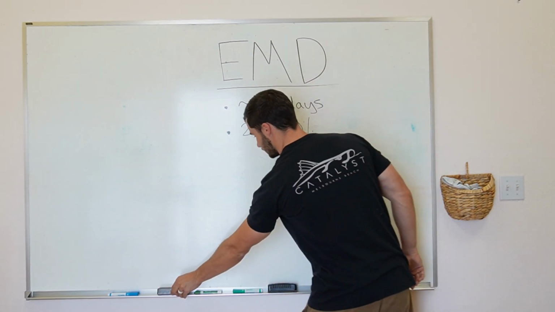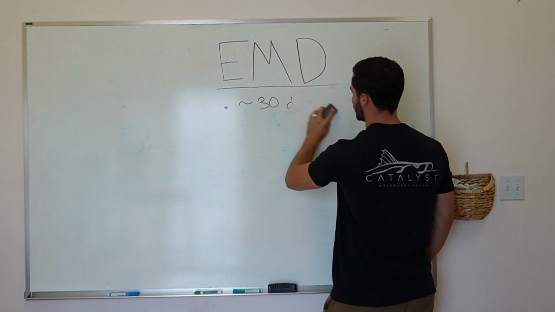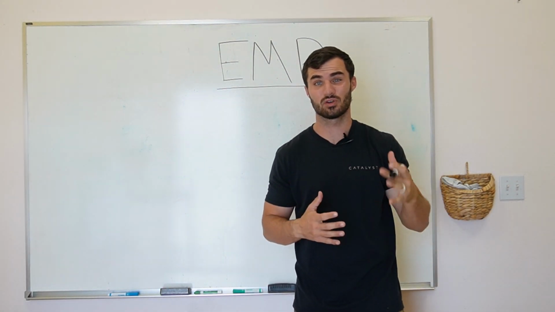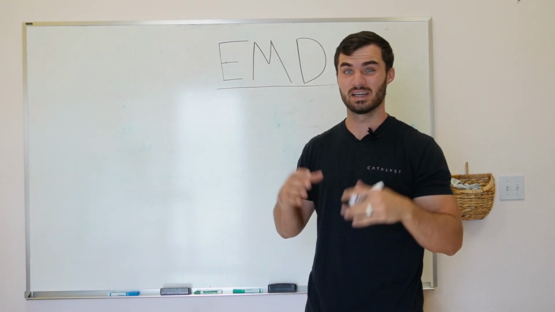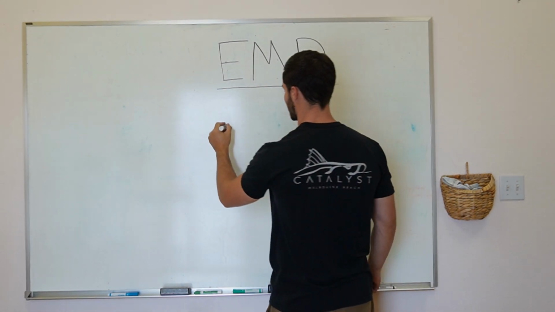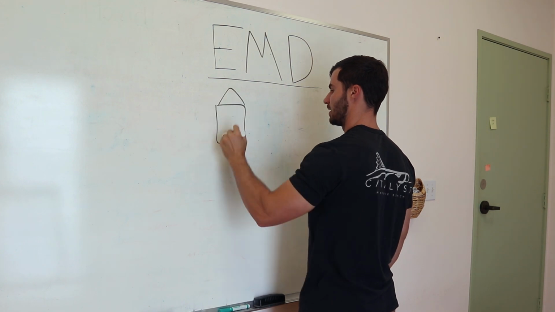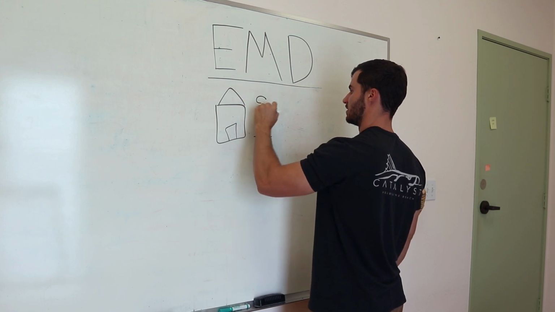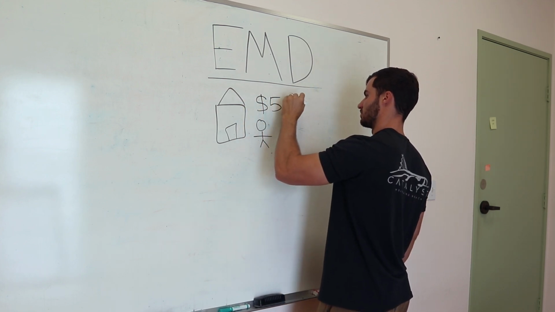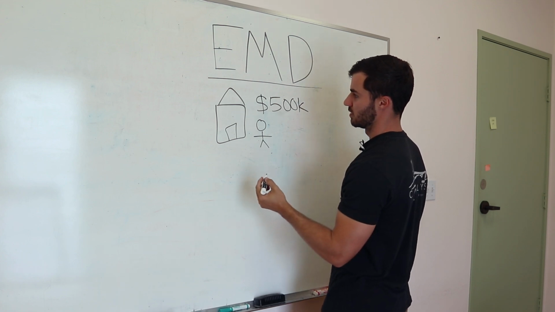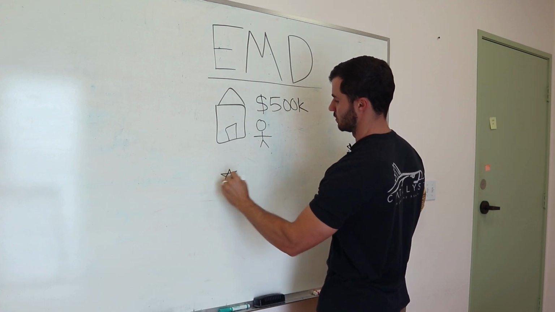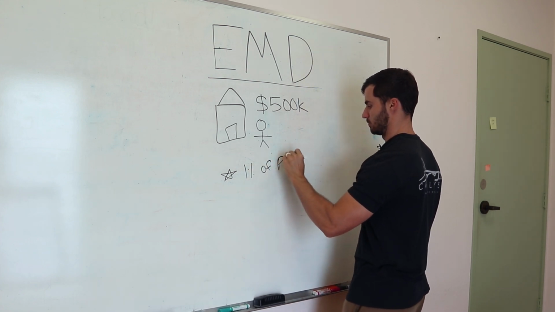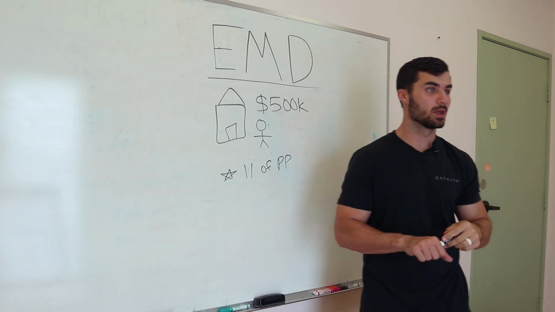So let's break down this same $500,000 house example, but this time in the light of EMD, because again, a lot of you guys have heard people say, I need EMD, and it's not actually EMD. So let me draw our beautiful little house over here with our person, and it is a $500,000 house. Now, another thing to note is that EMD is typically going to be 1% of the purchase price. Right? 1% of the purchase price. So that is not always the case.